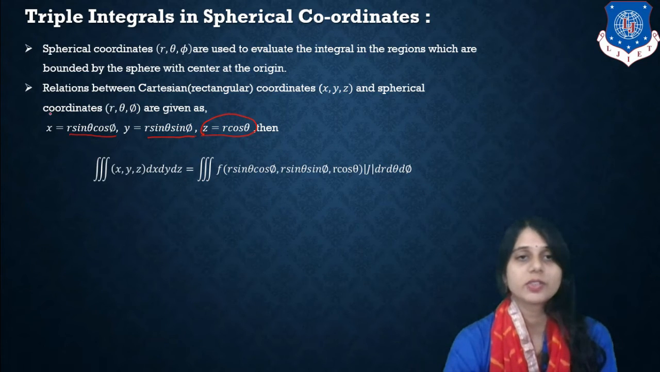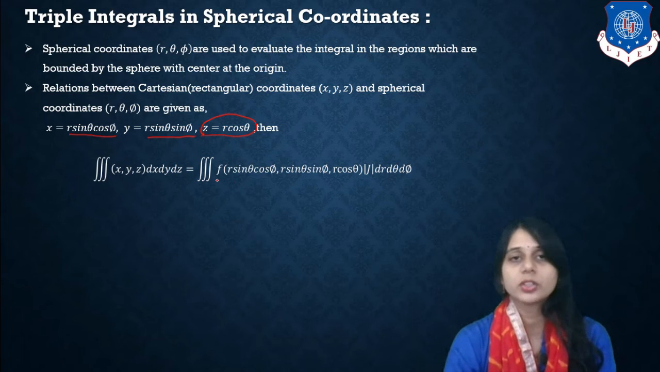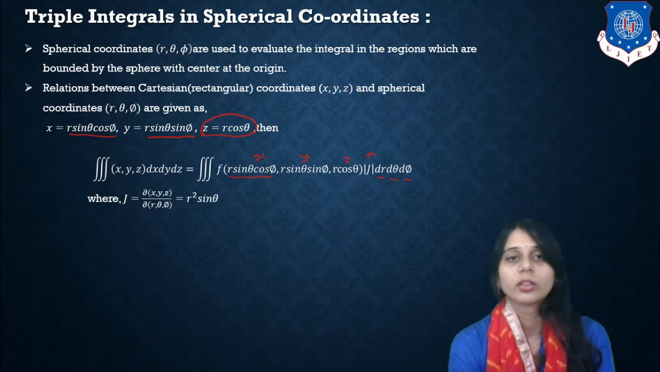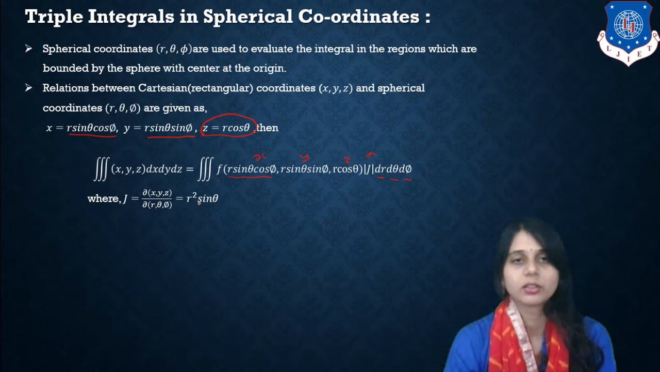The integration is of f of x, y, z dx dy dz. In the triple integration, x is r sin theta cos phi, y is r sin theta sin phi and z is r cos theta. The modulus of J is the Jacobian, with dr d theta d phi, where J equals del x, y, z upon del r, theta, phi, equal to r squared sin theta.